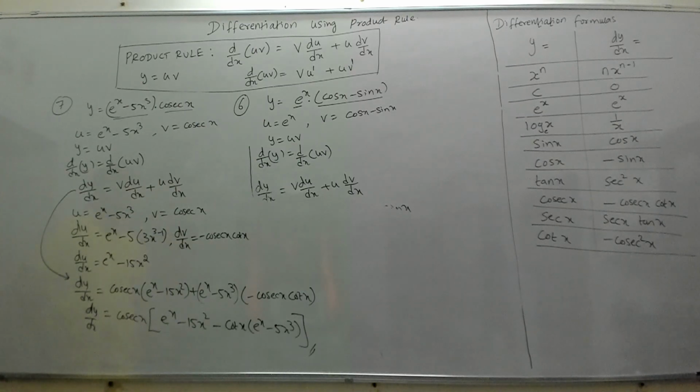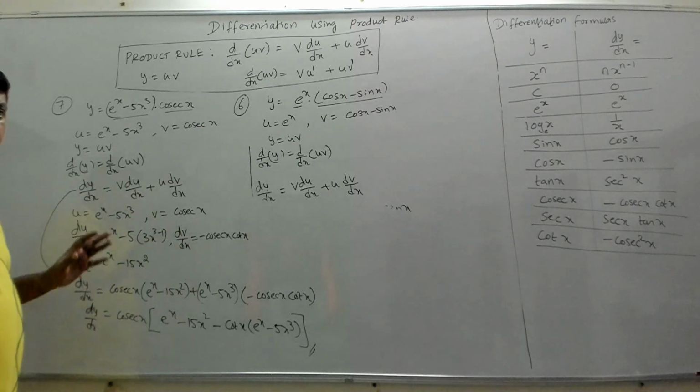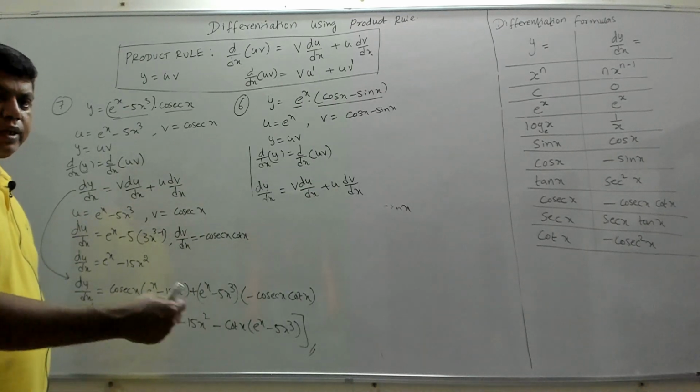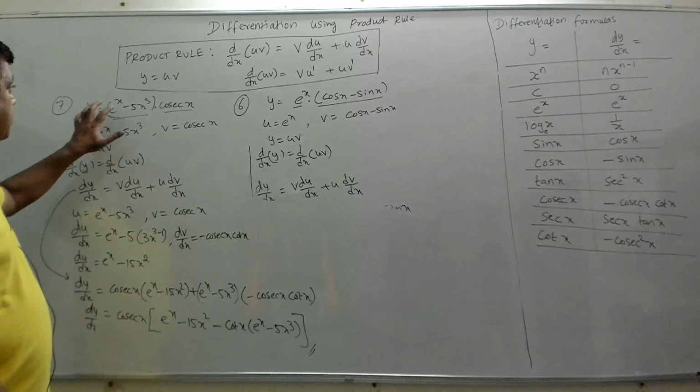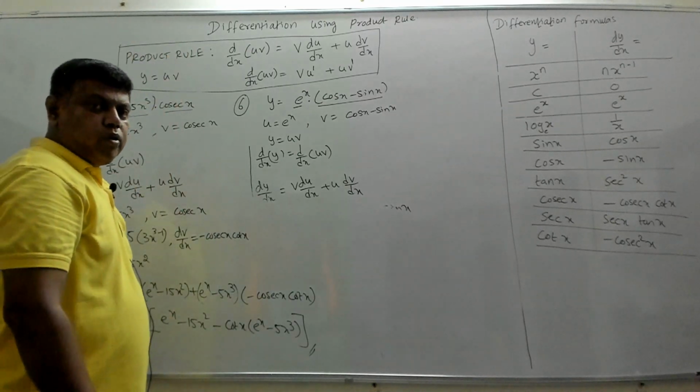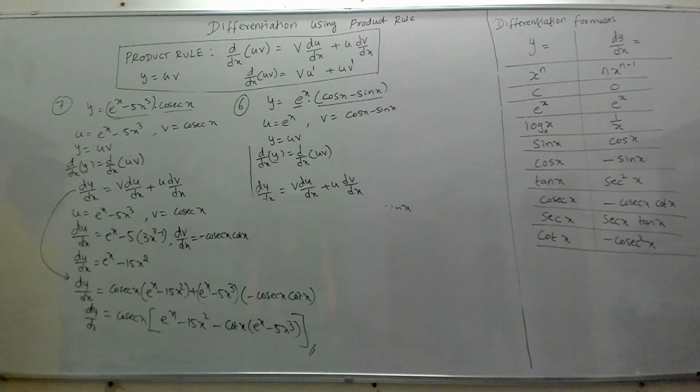Clear? So now I hope you all have understood how to apply product rule to differentiate a function. So whenever a function is a product of two other functions, then we must go for product rule. Fine. So all of you can pause the video and take the notes.